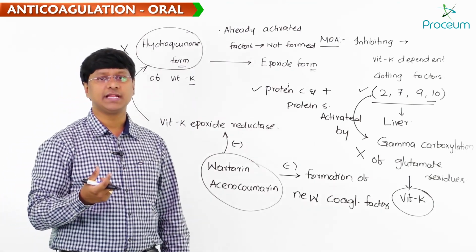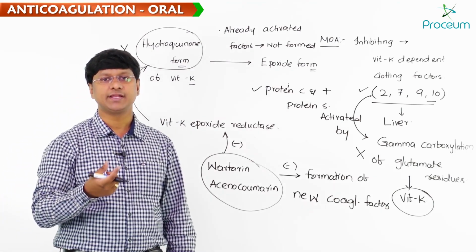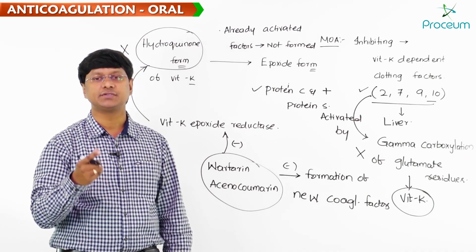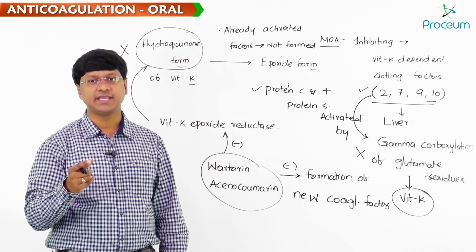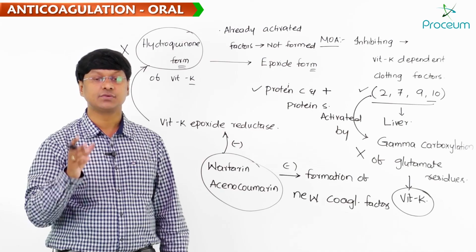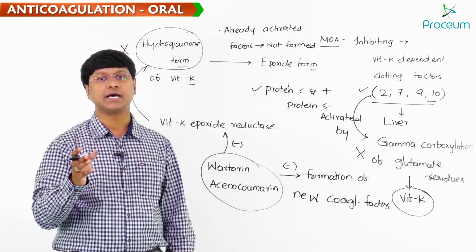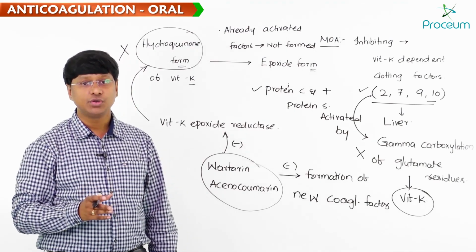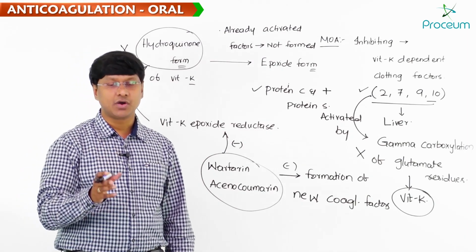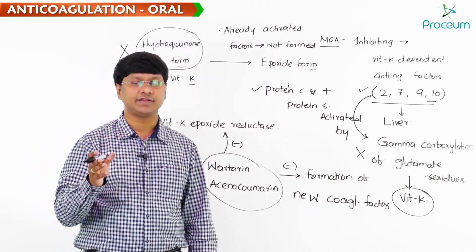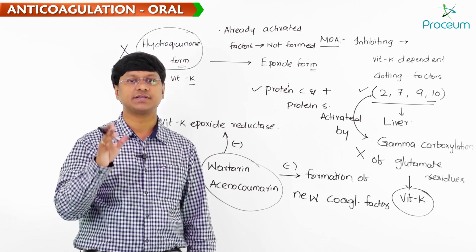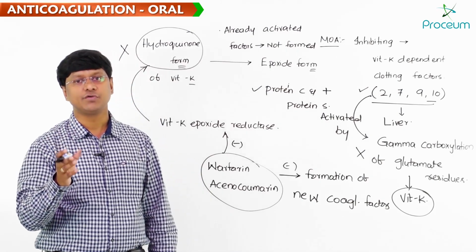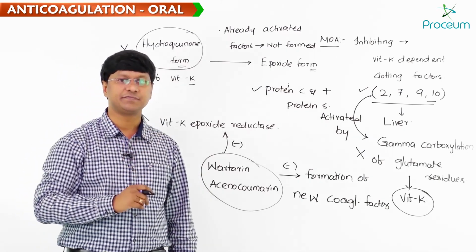Now, what will the oral anticoagulants do? Oral anticoagulants prevent this regeneration by inhibiting vitamin K epoxide reductase, and thus vitamin K dependent factors are not activated. So, the point is, as already activated factors are not affected, the effect of these drugs depends upon the disappearance of already activated factors from the blood.